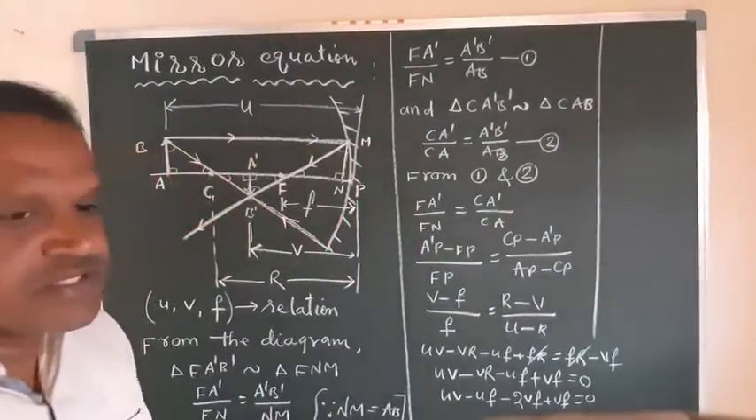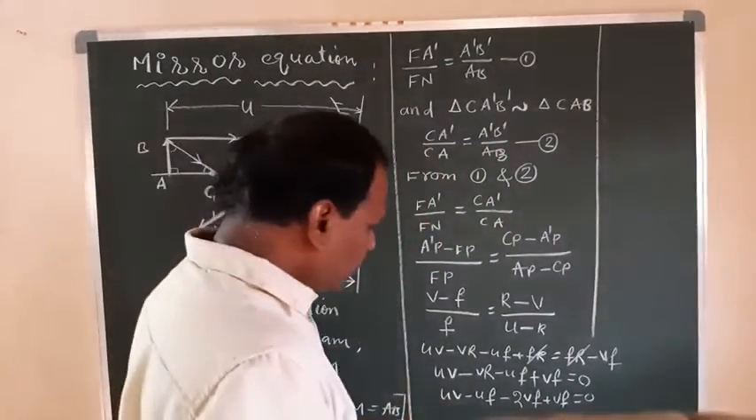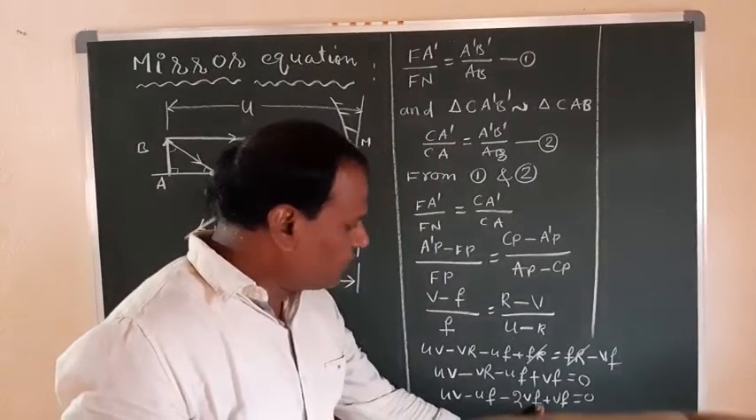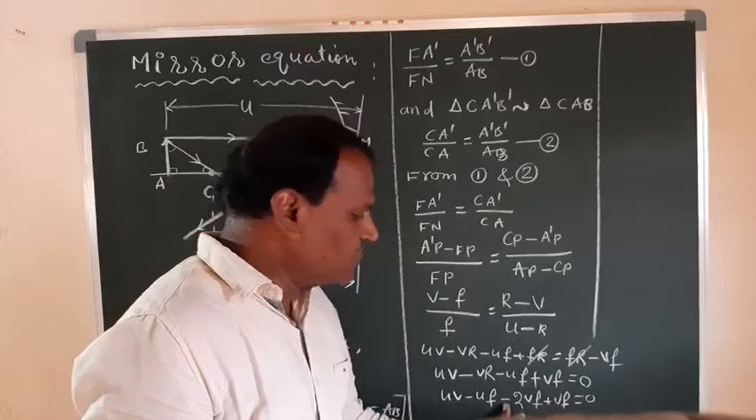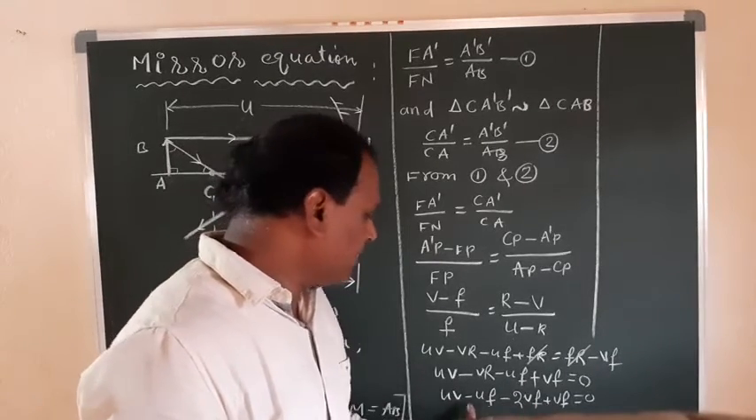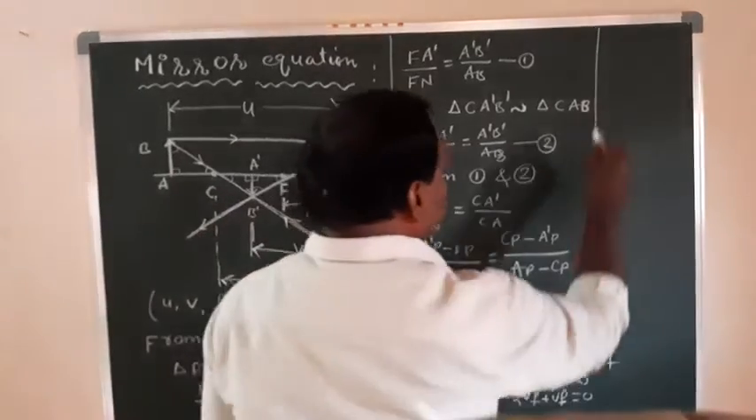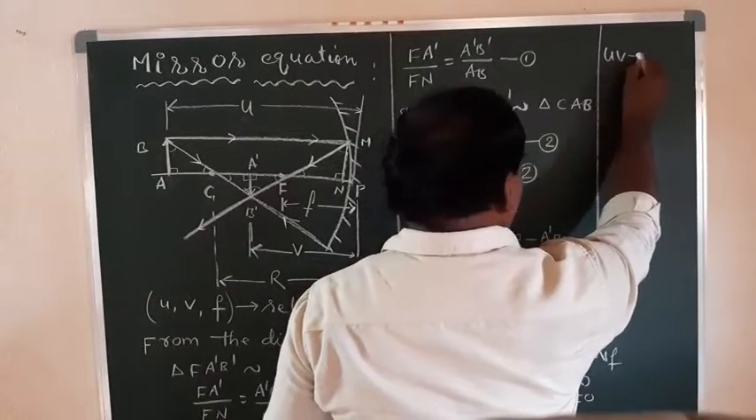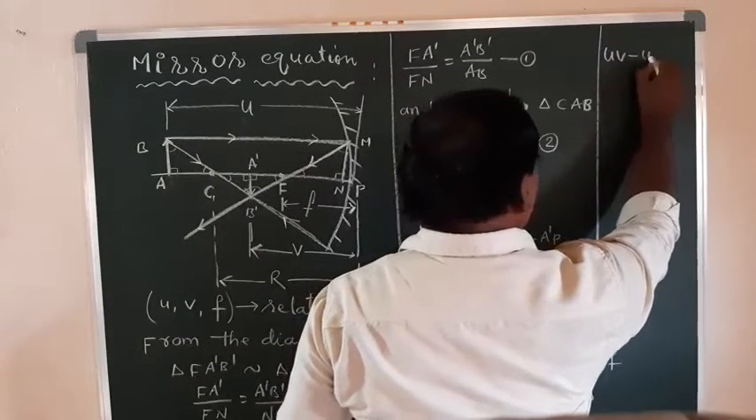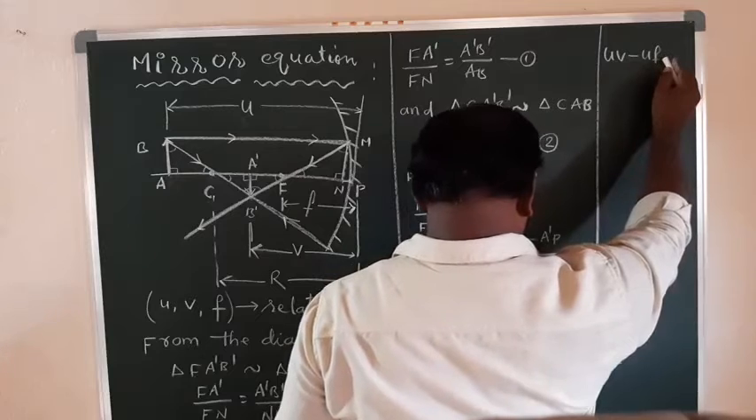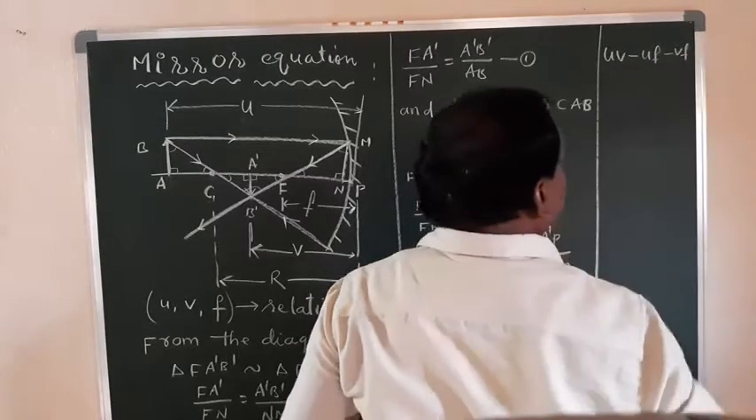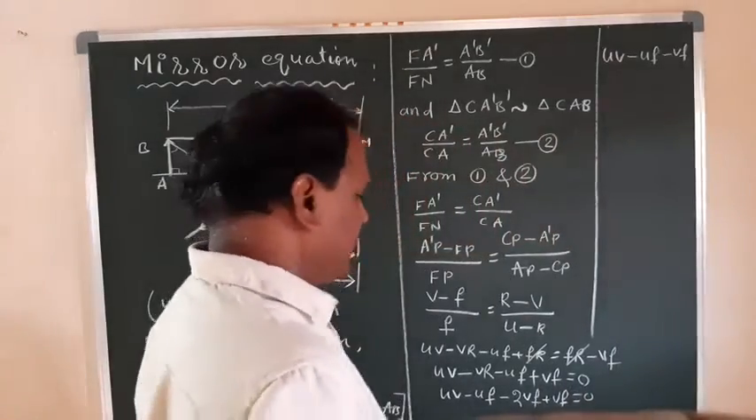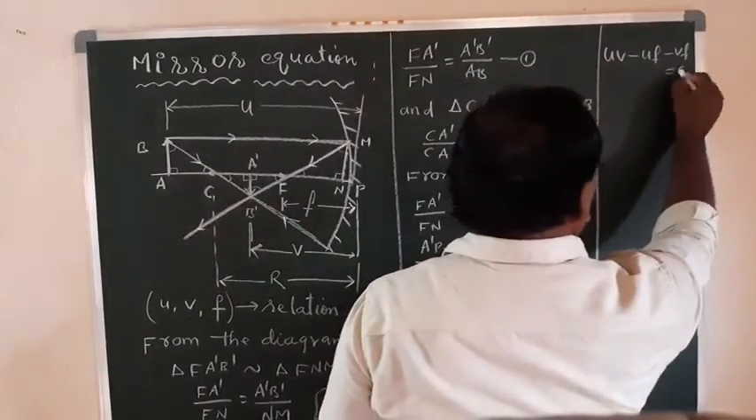Correct? So nothing is there, very simple calculation. Just see here, minus 2VF, here it is VF. So 2 times is there, 1 is there. That means you will get minus VF. So this equation I can put here as UV minus UF minus VF is equal to 0.